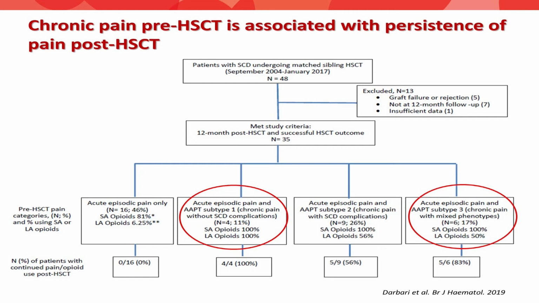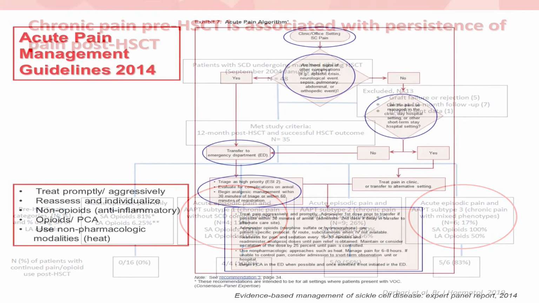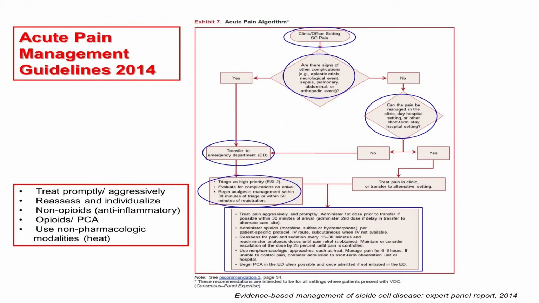So you probably saw part of it earlier today. These are the guidelines on how to manage acute pain for patients with sickle cell disease. And really, because it's primarily nociceptive pain, anti-inflammatories like ibuprofen or ketorolac work pretty well. Similarly, opioids work pretty well for this kind of pain.